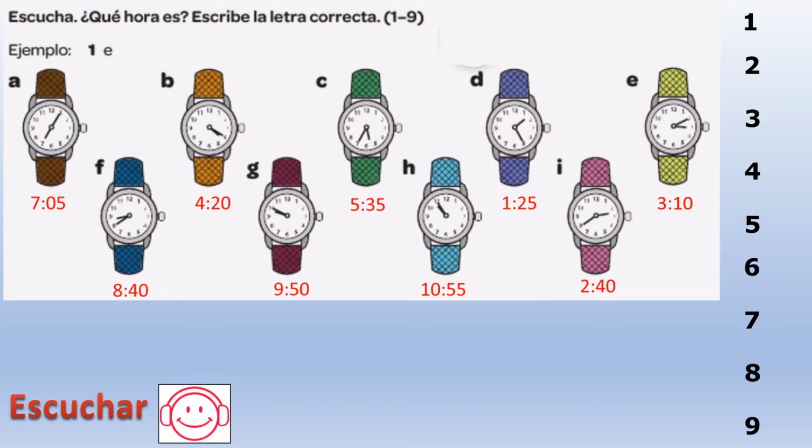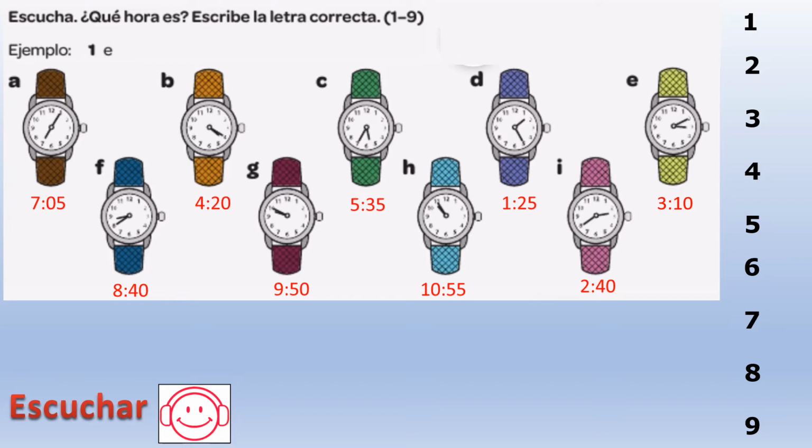6. ¿Qué hora es? Son las 10 menos 10. 7. ¿Qué hora es? Son las 9 menos 20. 8. ¿Qué hora es? Son las 6 menos 25. 9. ¿Qué hora es? Son las 3 menos 20.